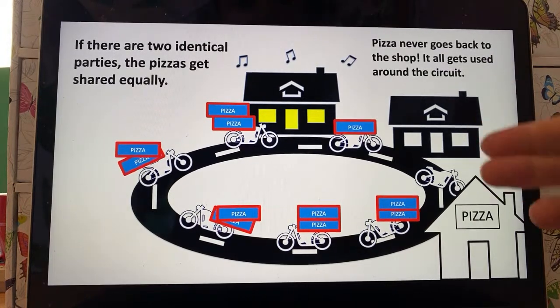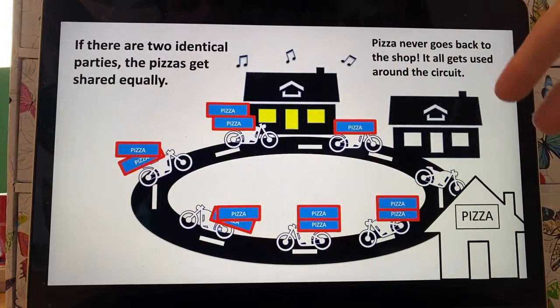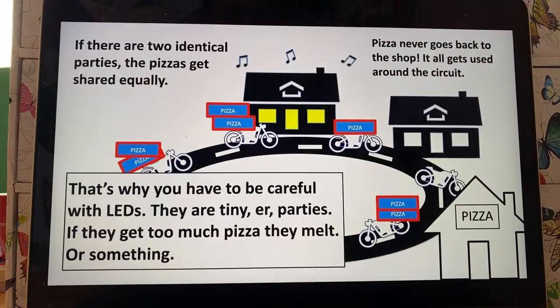So remember, we've sort of said before, pizza never goes back to the shop. All the pizza has to get delivered to the parties. And I've written, this is why you have to be careful with LEDs, because they're tiny parties. So if they get too much pizza, they melt or something. Okay, we will never talk about pizza ever again. But you know what I mean, right?